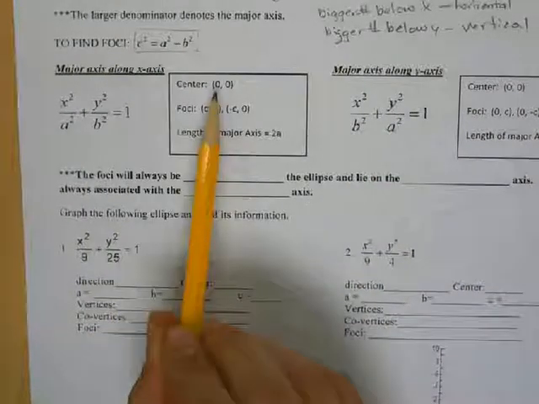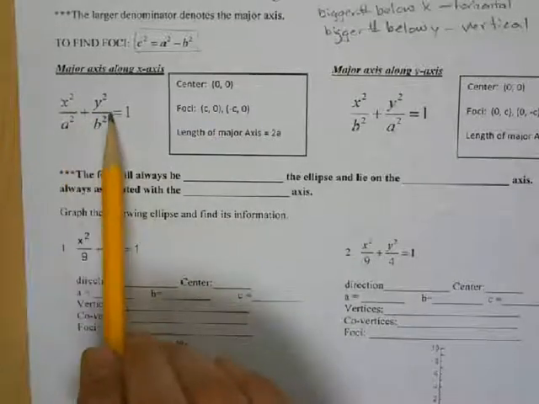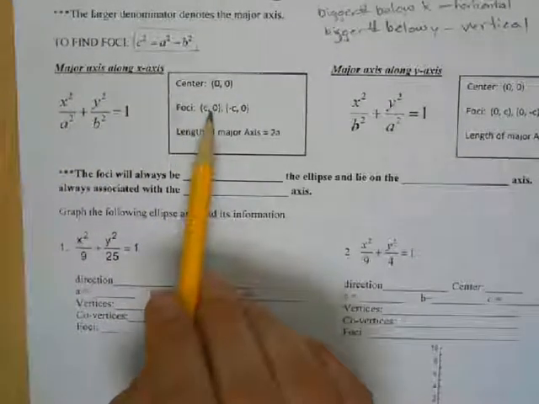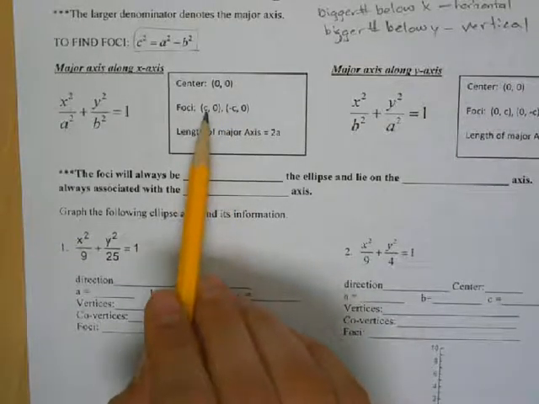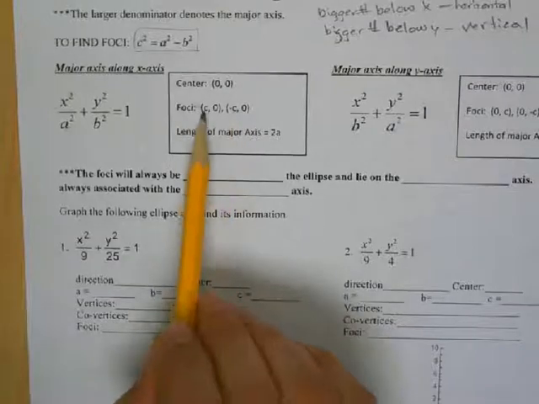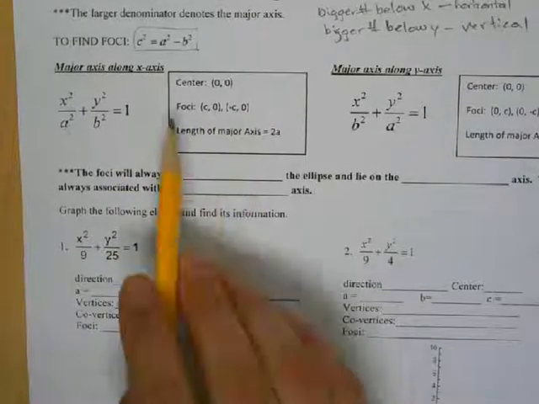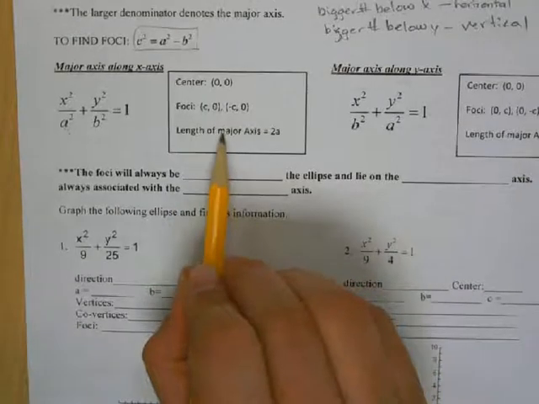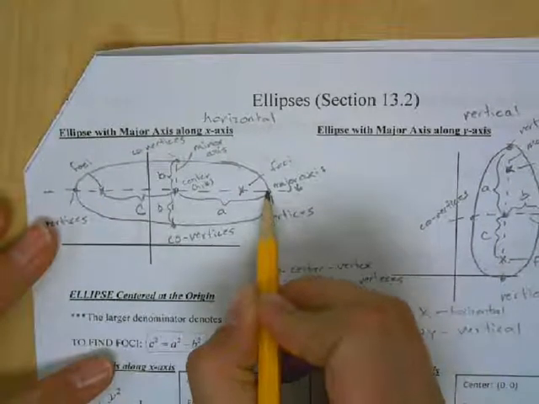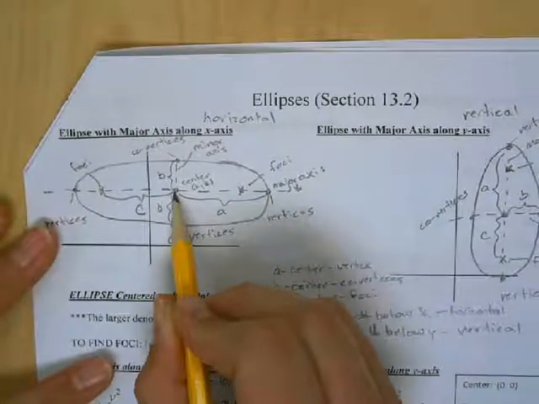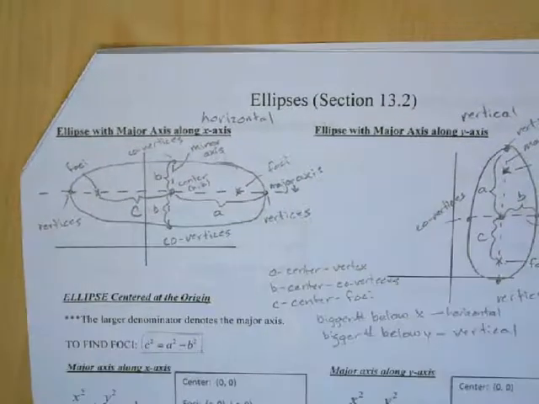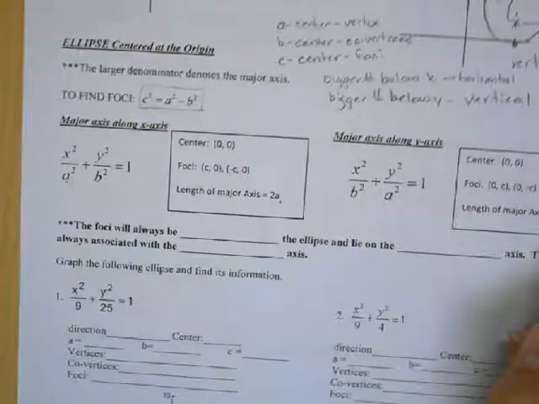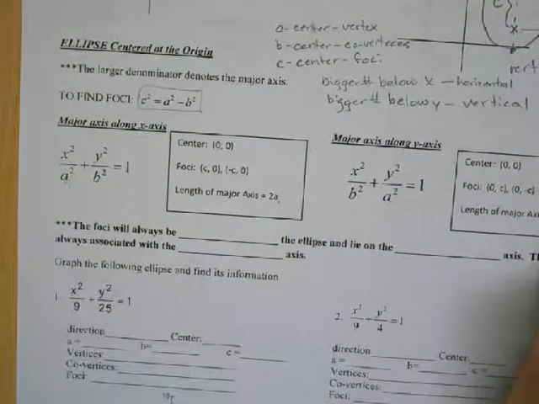Here I'm going to have a center of 0, 0 because nothing's added to X or Y. Now the foci is going to go along horizontally as well. So just the X value will change. So we're going to have C and negative C for my foci. These are just kind of little shortcuts. I'll show you how to use them in a little bit. The length of the major axis is always going to be 2A, and that should make sense because if you look here, the length from the vertex to the center is A, so from vertex to vertex is going to be 2A. Simple as that. Same thing here. The length of the major axis is still going to be 2A.